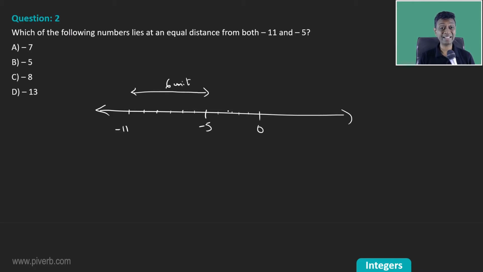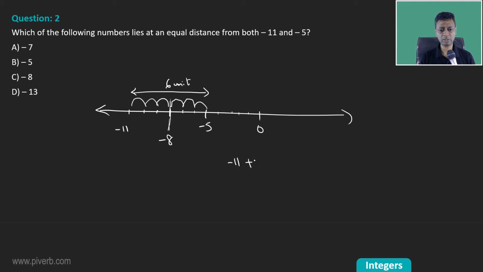If you want a number equal distance from both of these, that should be a distance of 3 units from both. So from minus 11, we take 3 jumps, we should come here. From minus 5, we take 3 jumps to the left, we should come here. Think about this number. What is this number? It is minus 11 plus 3 or minus 5 minus 3, which is minus 8.